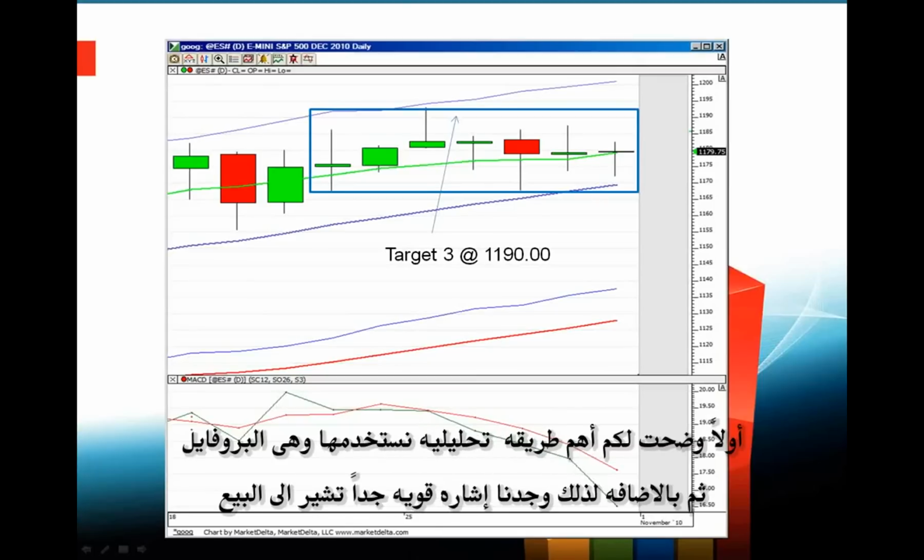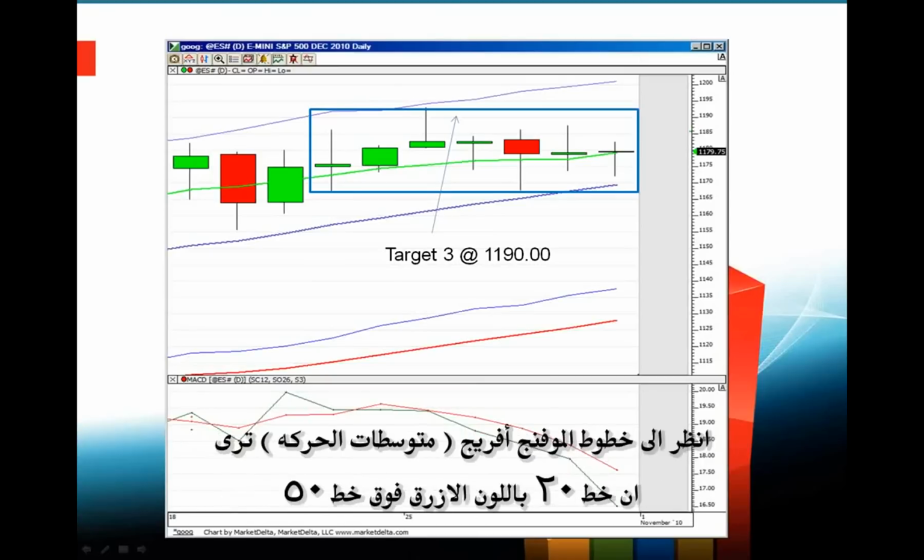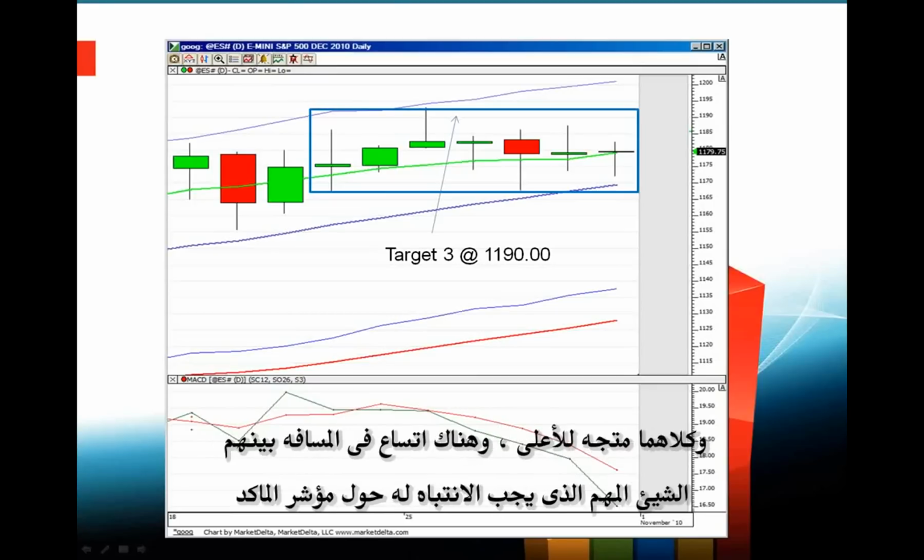First of all, I took you to one of my most powerful analytical techniques, the profile, and we got our bias from the profile. In addition to that, on the same chart that we're looking at, you have another very, very powerful signal that's bullish, and that is, take a look at the moving averages. My 20 moving average, which is the blue line, is above the 50, and both of them are pointing up, and I have a very nice solid gap in between them.